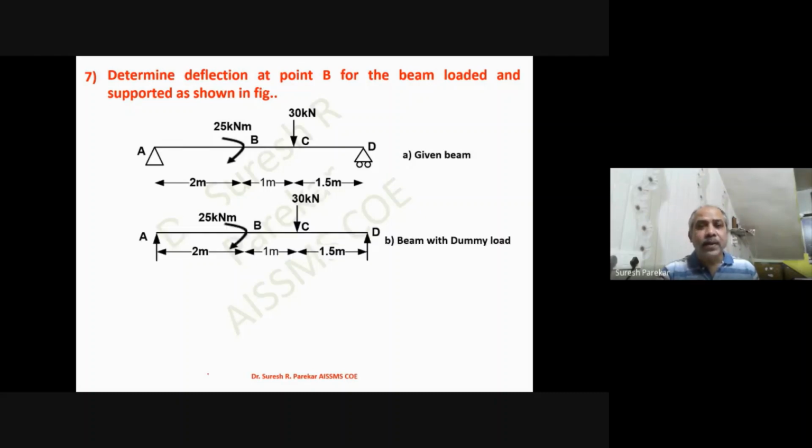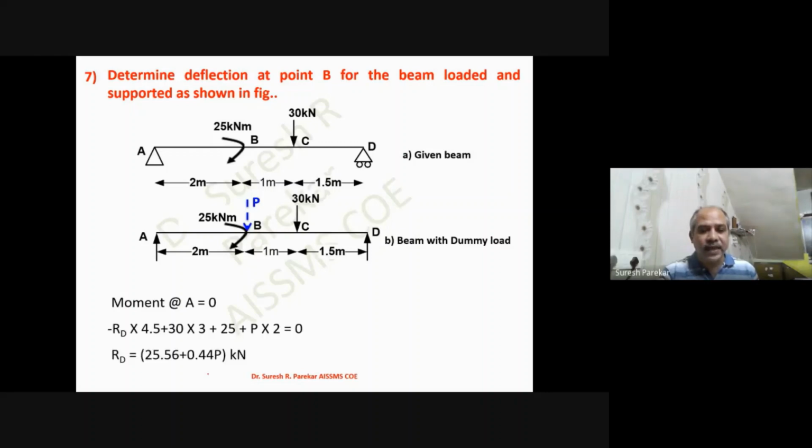So we are interested to find the displacement at point B. As we are interested in the displacement at point B, I have to apply a dummy load over there. Once I have applied the dummy load, I have to find reactions. So I will calculate the reaction. I will get the reaction RD equal to 25.56 plus 0.44 P. Now once I know RD, I can find RA by summation Fy equal to 0. That we have not calculated directly. We have mentioned here because the concentrated load is 30 only. So 30 minus 25.56, it comes to 4.44. And here we have 0.44. So here we have 0.56.